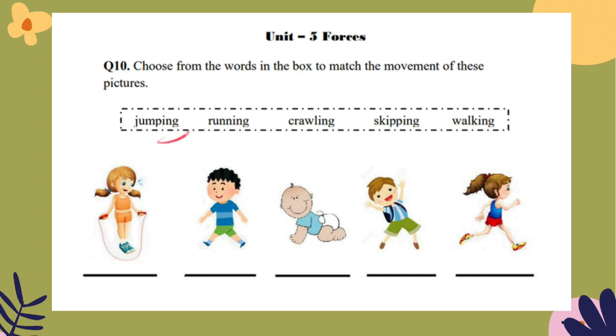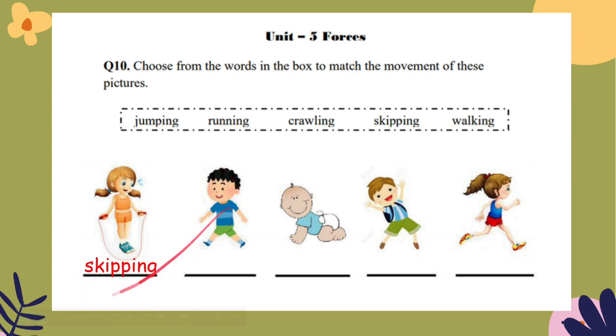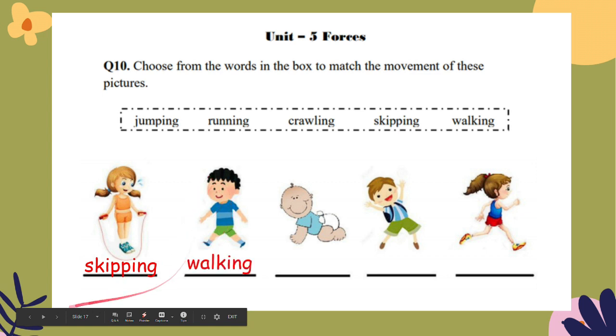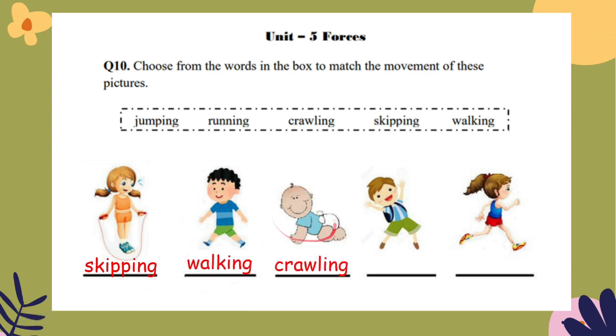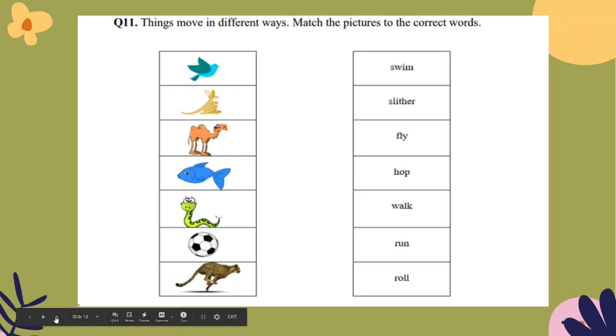You have here jumping, running, crawling, skipping, and walking. Now you can see this girl is skipping. She's skipping using a rope. And now this boy is walking. How about this baby, what do you think? Crawling. The baby is crawling. And this boy is jumping. Here, the girl is running. Things move in different ways, so we will match the pictures to the correct words.